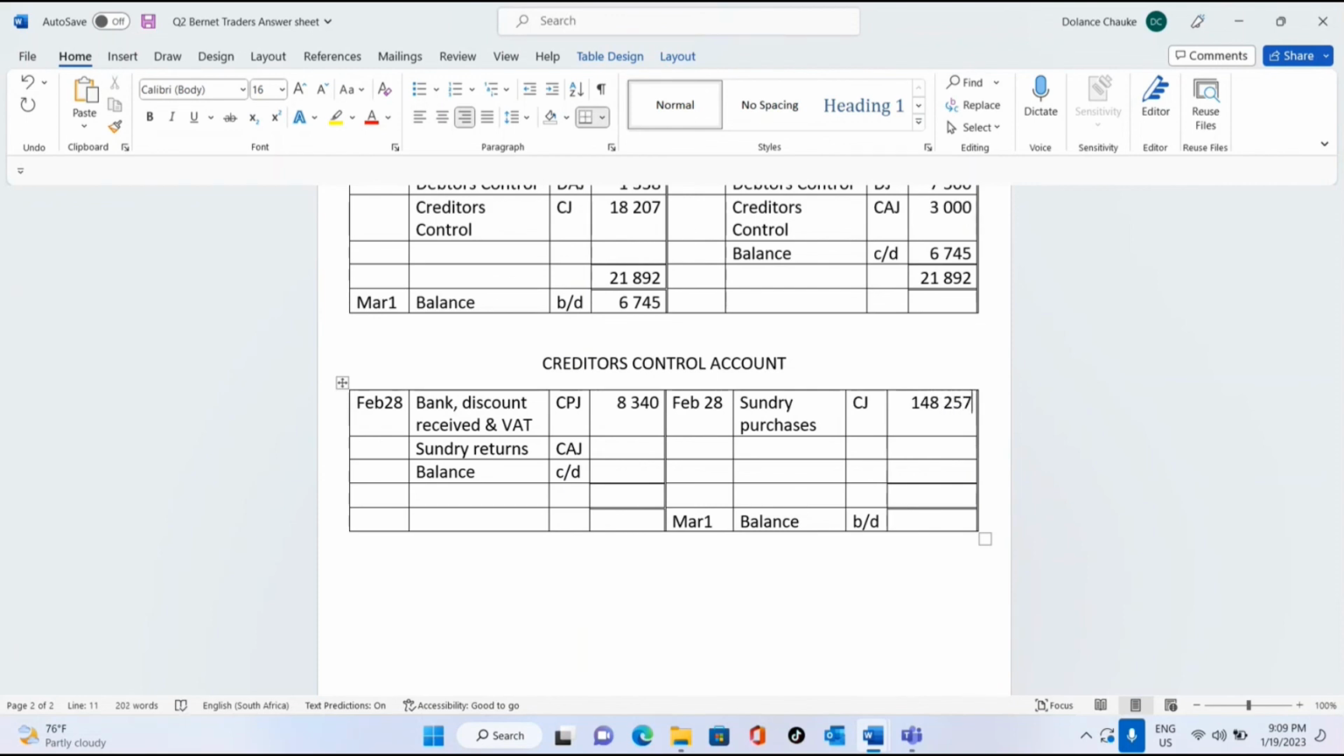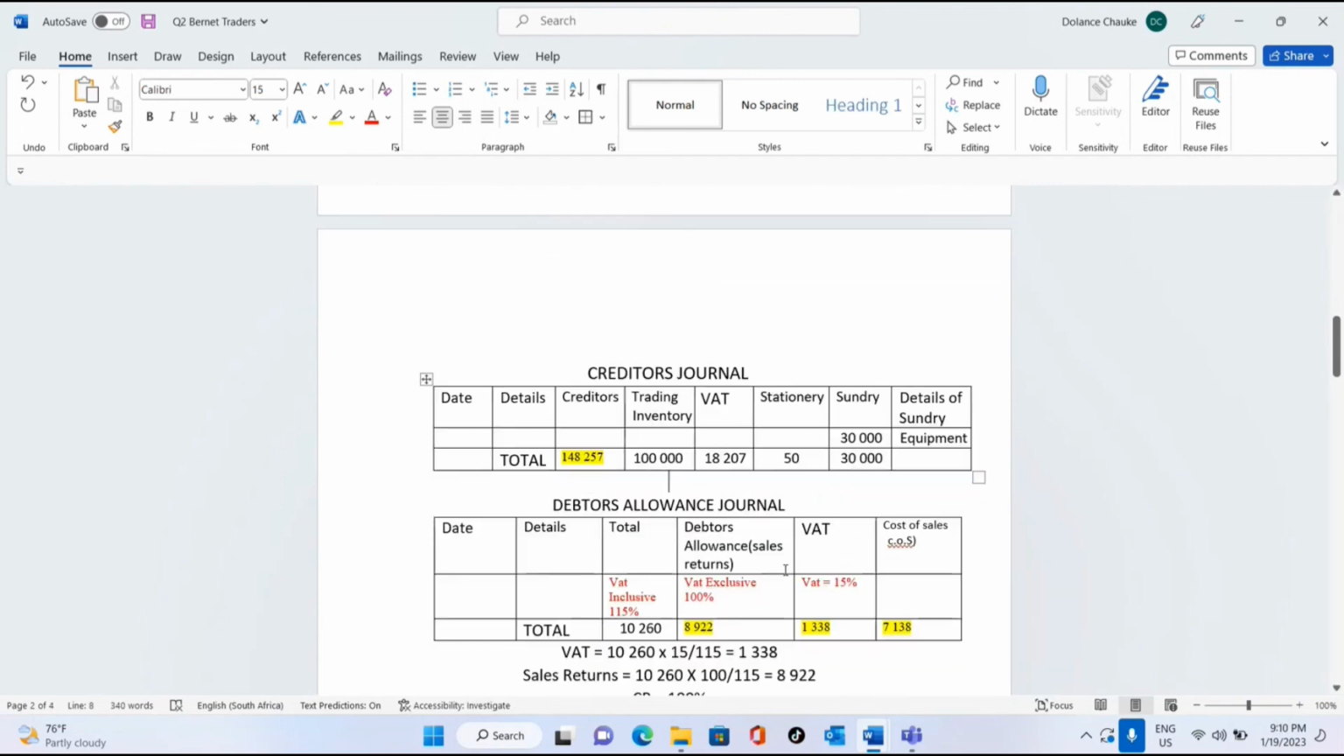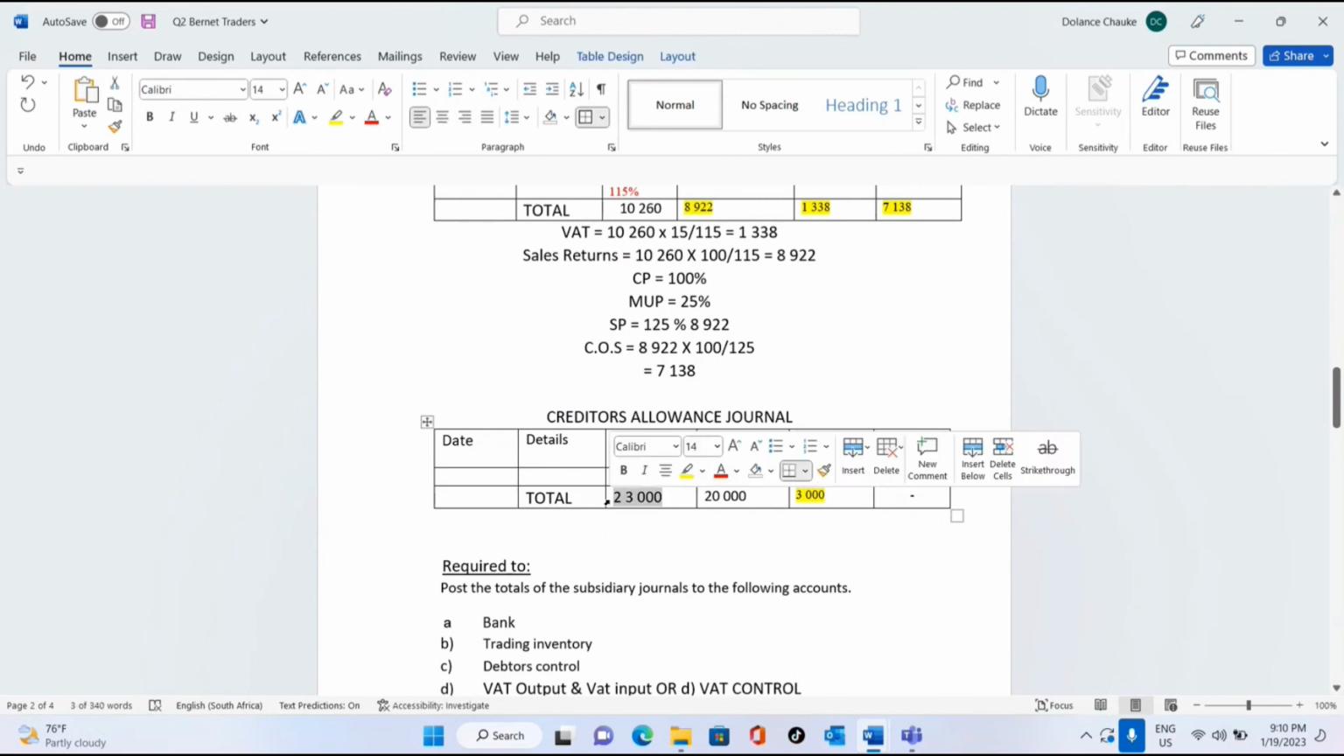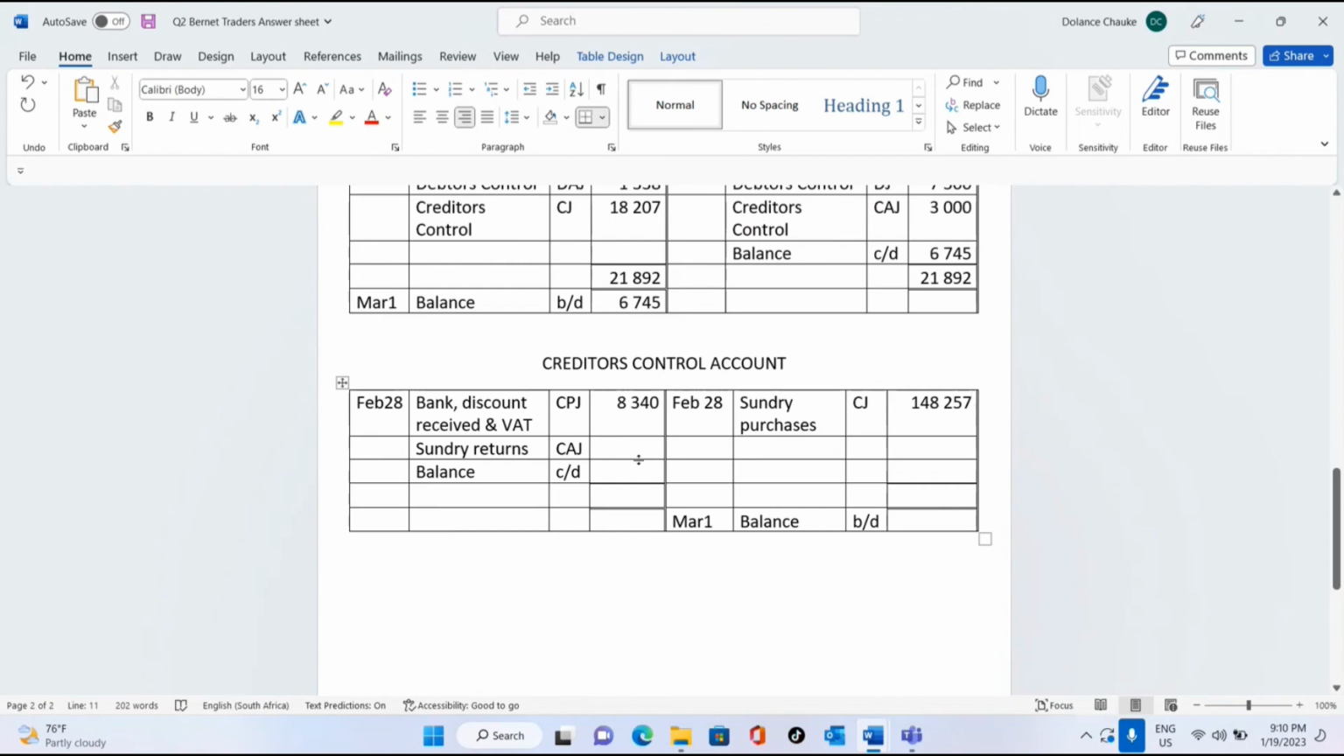And then we will go to our CAJ, which is our creditors allowances journal under calculations there. We are going to take the total there, 23,000. We are going to take that 23,000 and record it. 23,000 will come here. Then we are done.